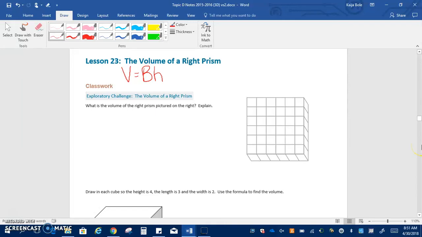Alrighty, here we are on lesson 23, the volume of a right prism. So I rewrote the formula up here, hopefully that you've seen before. So please make sure you write that down. And then if you need to write yourself a note, remember the B stands for the area of base. And then we know that the H still stands for height.